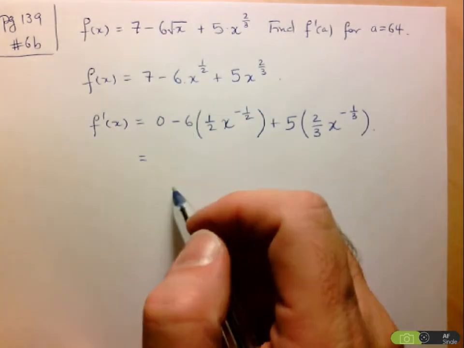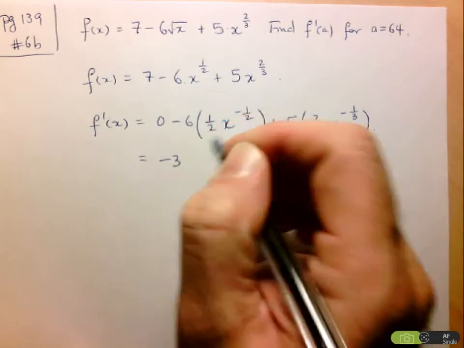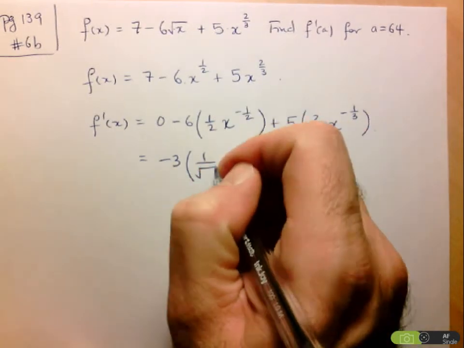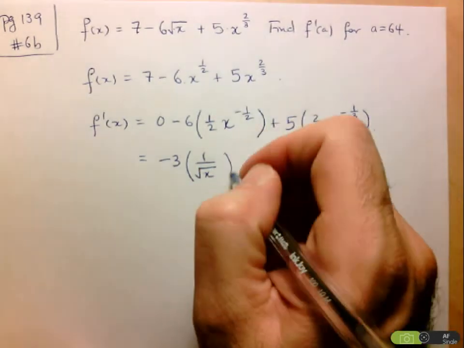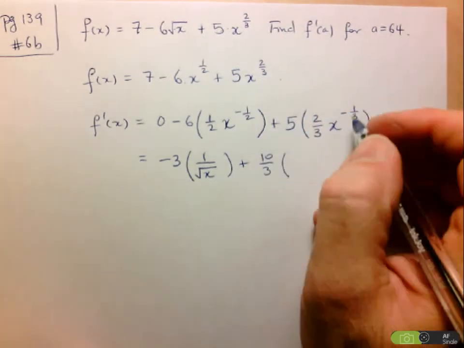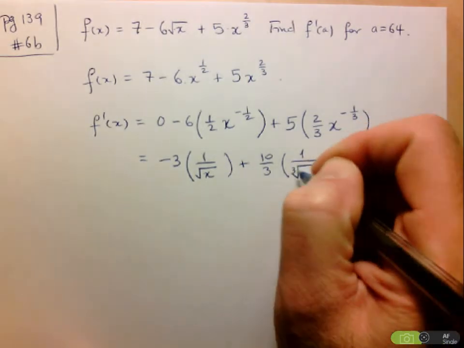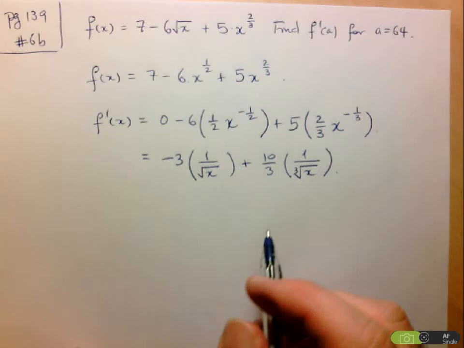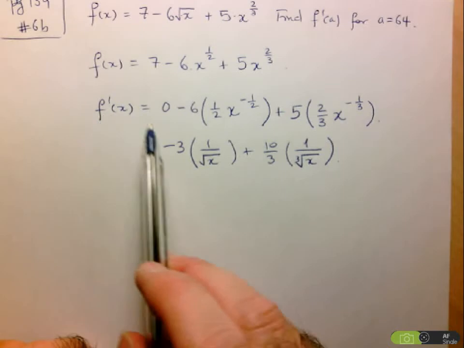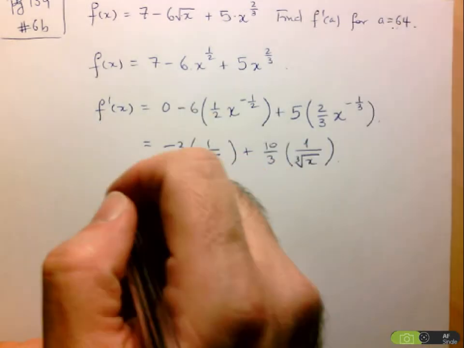We've got negative 6 times 1/2, so negative 3. And then here we've got 1 over x to the 1/2, or 1 over root x. Then plus 5 times 2/3 is 10/3. And here we've got, again because of the negative, 1 over, and the 1/3 represents the cube root of x. And so now we have our derivative function. So we can determine the rate of change, or the derivative of f, at 64 by inputting this into the derivative function, which is what I'm going to do now.